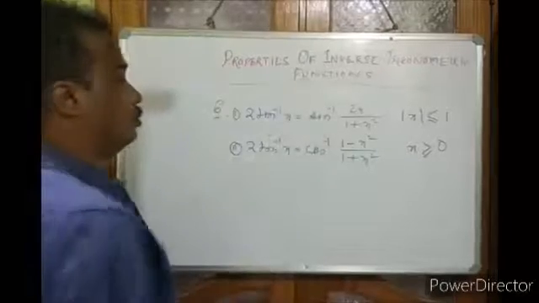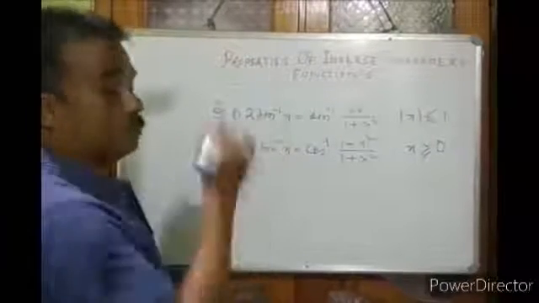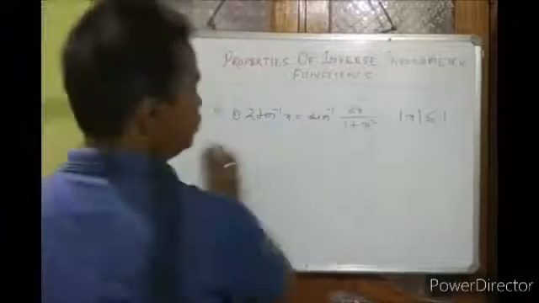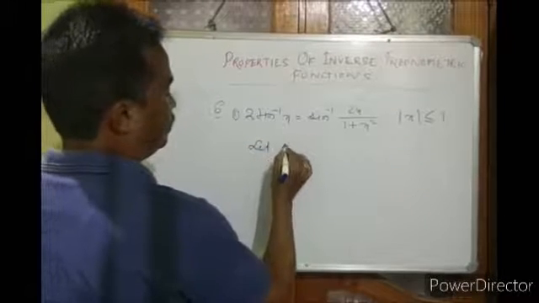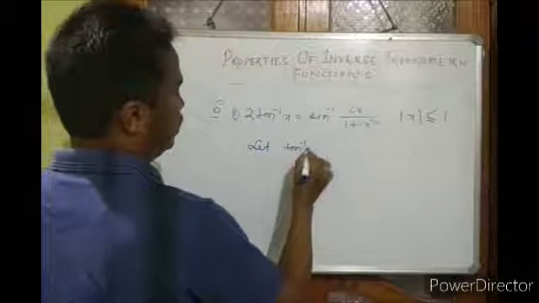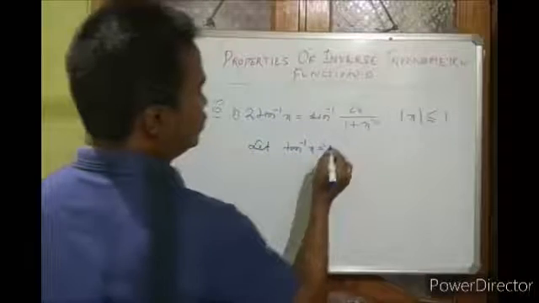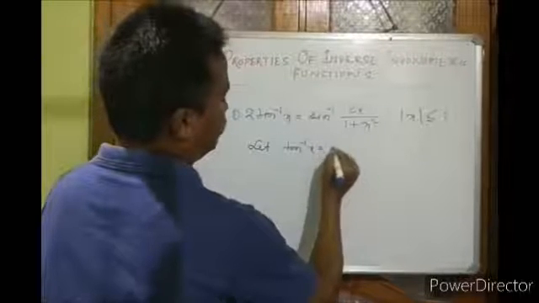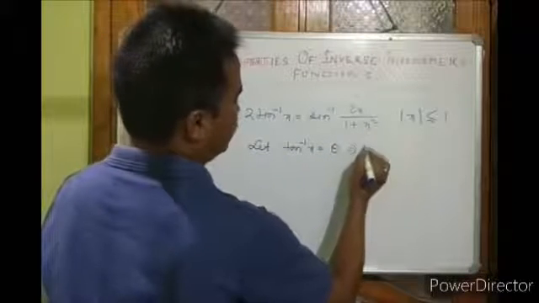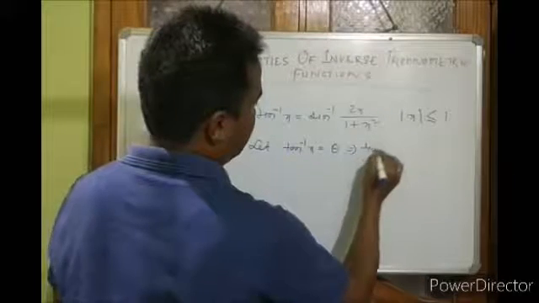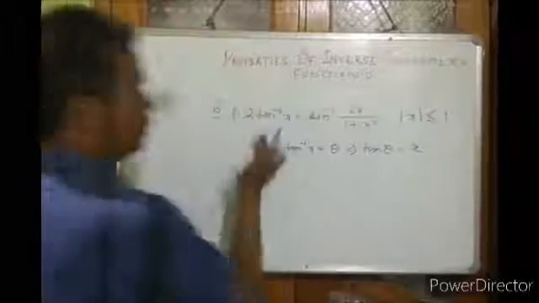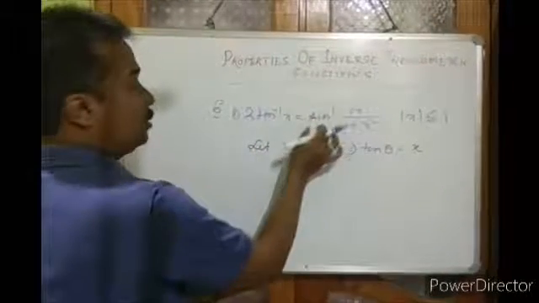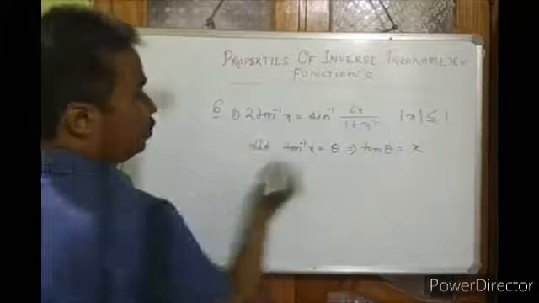So we'll try to prove any one of these. Let us try to prove the first one, in the same way as earlier. Let tan inverse x be equal to theta. So this implies tan theta is equal to x. Here it is 2 theta and sine inverse, so we have to find sine 2 theta. We will write the formula.